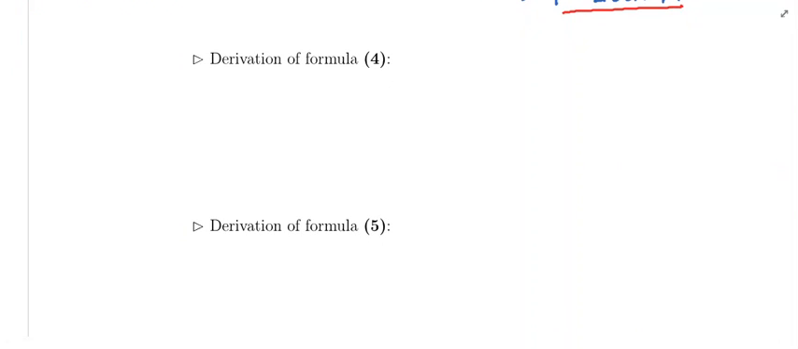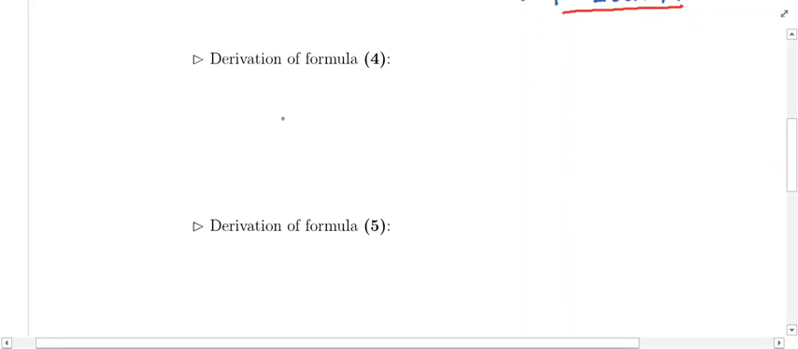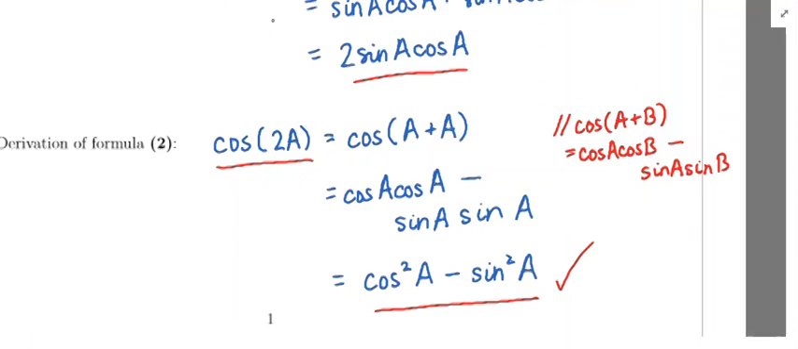All right, let's work on the derivation of formula 4. I need to go get it. I forgot what it is. It is the last double angle formula for the cosine of 2A. So I'm going to write it over here. So let's go get it.